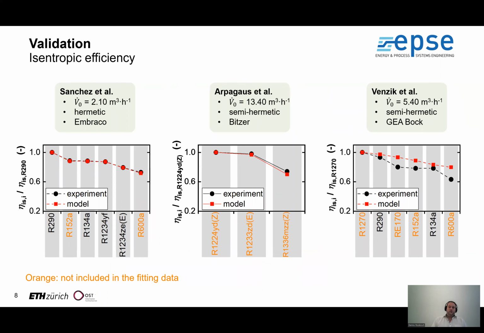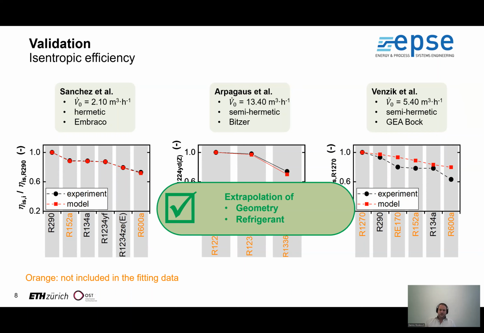So what we see is this, and also for these data sets, we see a good model agreement. And we see a bit larger deviations for this data set, but in the end, we weren't able to figure out whether the data or the model are responsible for it. However, also for this data set, the trends are correctly predicted. And finally, we see that our model can also be used for extrapolation concerning geometry and refrigerants.